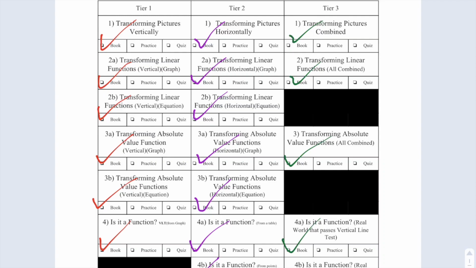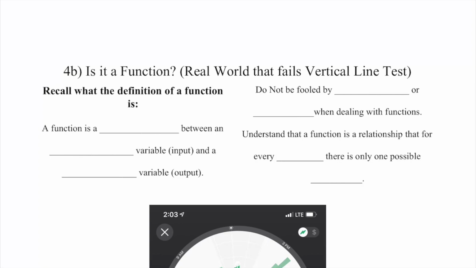Hello, Algebra 1 students. We are in Unit 3, Tier 3, Lesson 4b, Is it a function, real world, that fails the vertical line test? So let's check off our booklet. Congratulations on making it to the last lesson, Tier 3, Lesson 4b, Is it a function, real world, that fails the vertical line test?